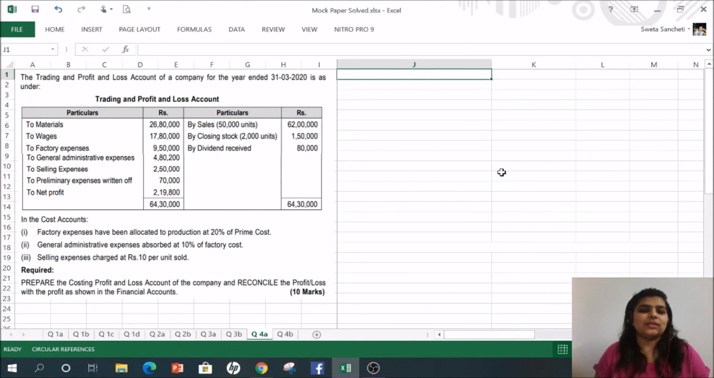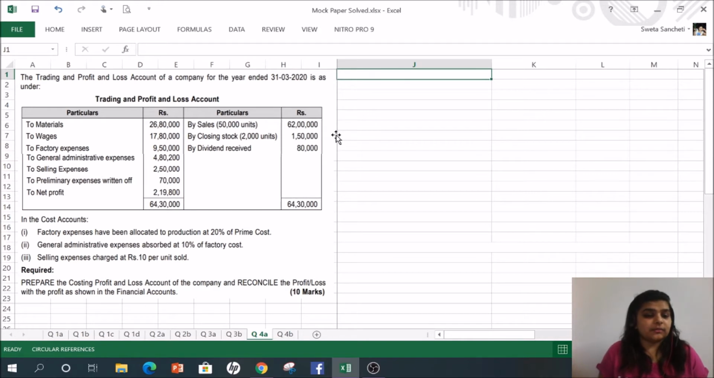Welcome back, students. Now we are going to start with our fourth question. This question is from the reconciliation chapter. Let us read it. The trading and profit and loss account of a company for the year ended 31st March 2020 is as under. Trading and profit and loss has been given. This is under the financial accounts.